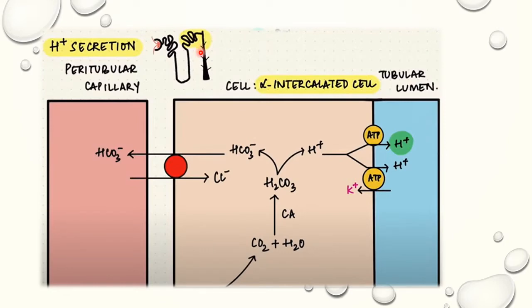And secretion of hydrogen ion is mainly taking place in the distal convoluted tubules and the collecting ducts. Here the hydrogen ion is getting pumped into the tubular lumen via the hydrogen ATPase pump or the potassium hydrogen pump, and is getting excreted in the urine.